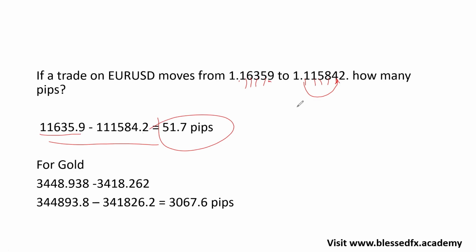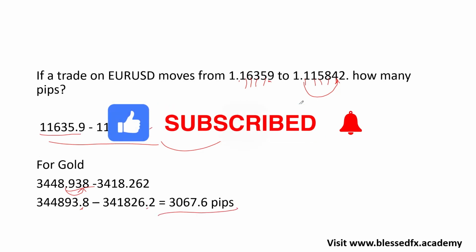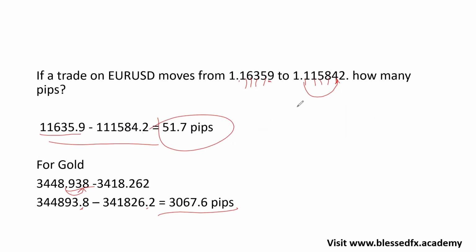The same thing for gold. Like I said, gold and JPY pairs have 3 decimal places. So you just move the decimal point to after the second decimal place, which becomes 344,893.8 minus 341,826.2. When you divide it, it becomes 30,067.6 pips. You can see how gold pips are usually much bigger. That's to show you that if you don't have good capital, you should not trade gold. You need good capital to trade with gold, else you will run into issues because gold moves very fast. The pips are usually plenty.